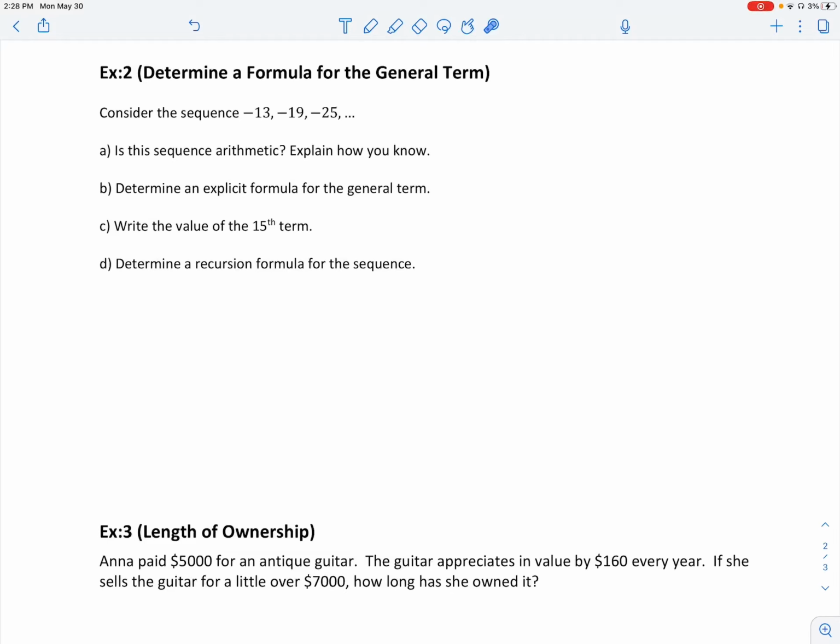Hi, welcome back to 6.4 Arithmetic Sequences. In this example, we're going to determine a formula for the general term.